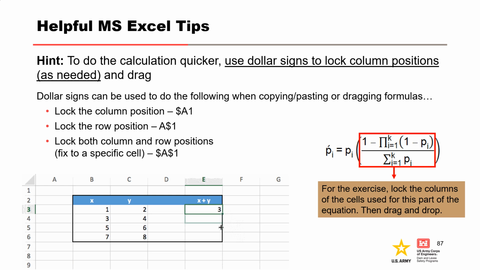For the exercise, if you lock the column position when doing the De Morgan's rule portion in the numerator, and again for the probability sum in the denominator, you will be able to type out the adjusted system response probability formula only once and then drag it over and down. To drag, click on the cell and move your cursor over to the green square in the bottom right corner. The mouse pointer will change to a plus sign. You can then click and drag the formula horizontally across columns or vertically down rows. Again, for the exercise, you will want to lock the columns for the cells that define the red box portion of the equation.